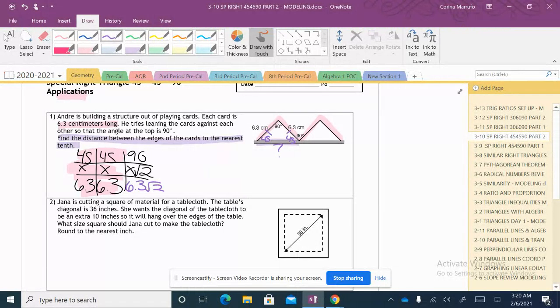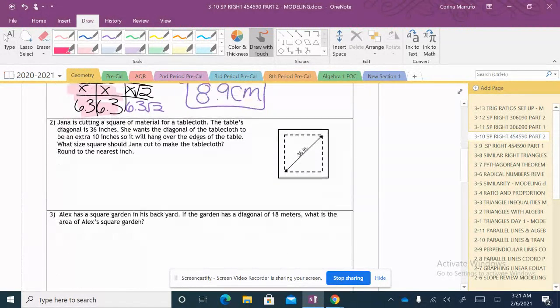Unless the problem tells me to leave it in radical form, I just go ahead and get the decimal form of it. So 6.3 times the square root of 2 gives us 8.9 centimeters. And that's it. All right, let's look at the next one.